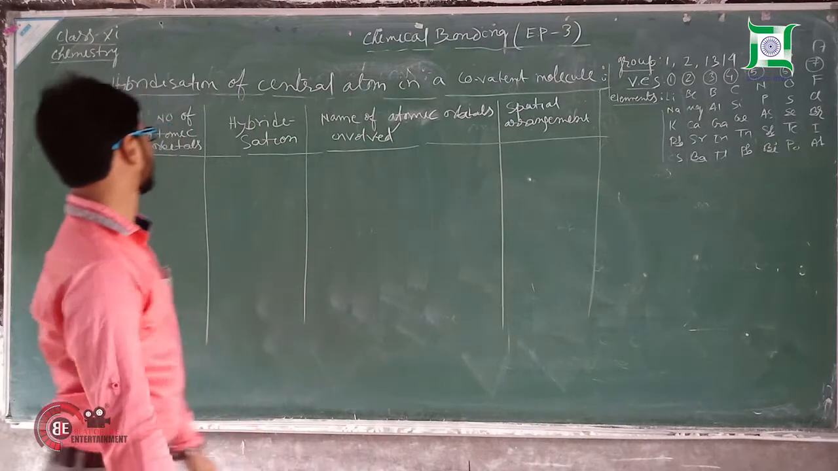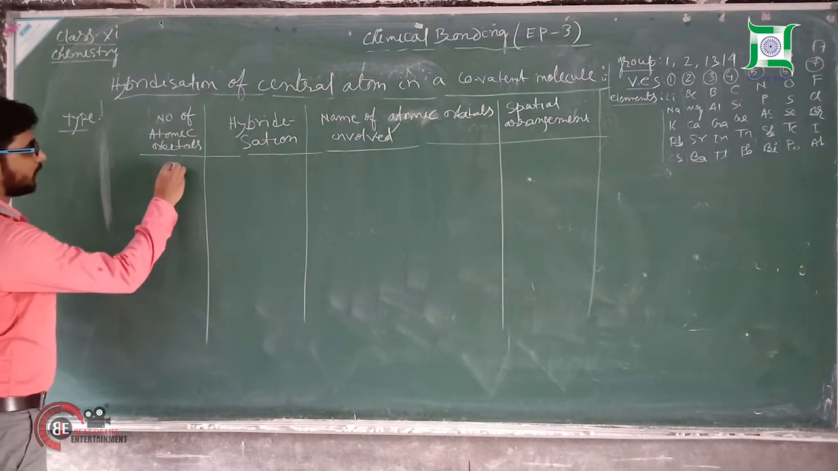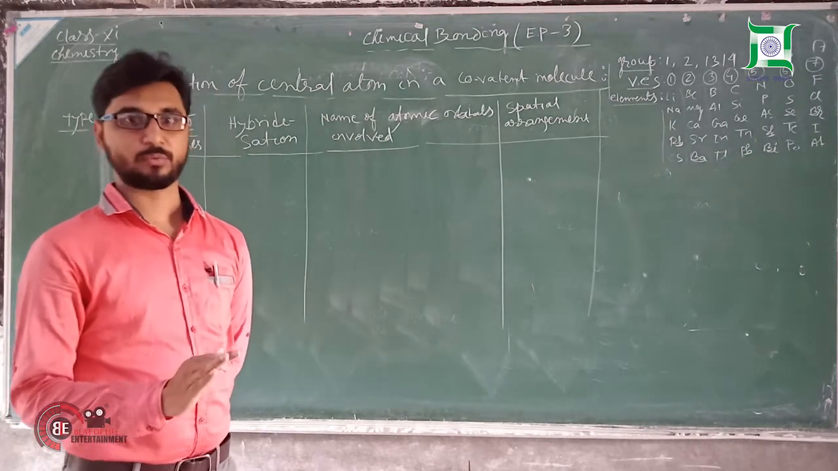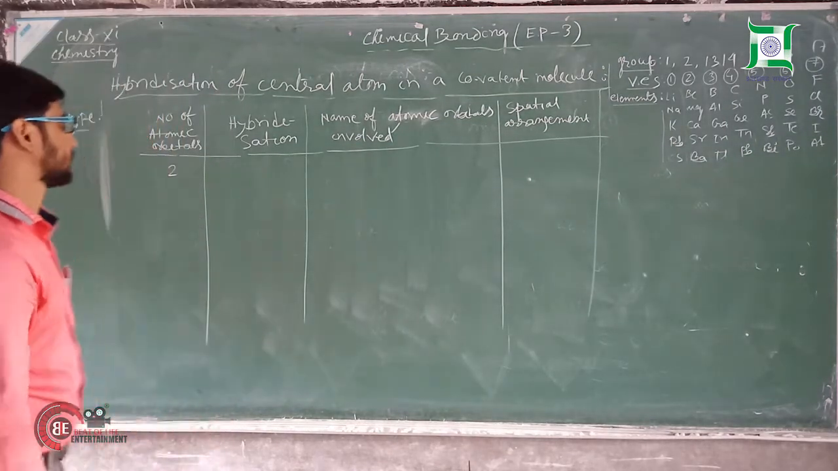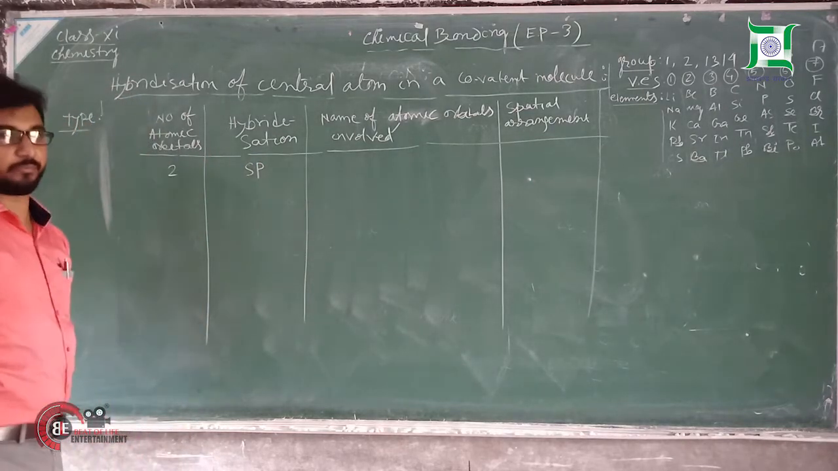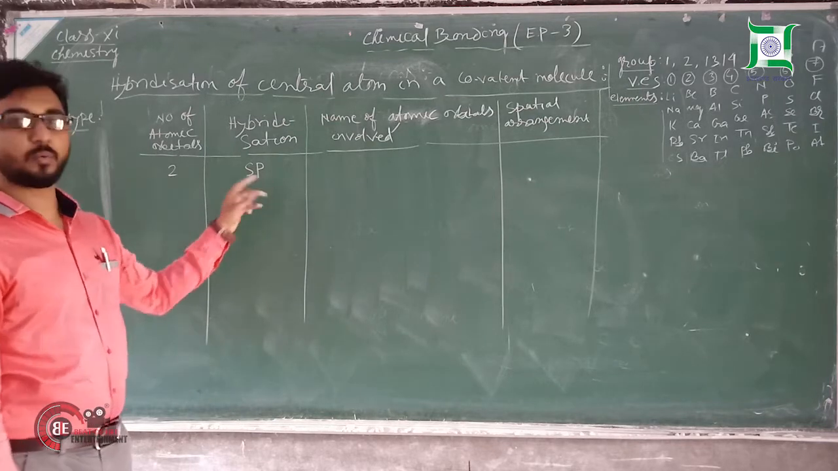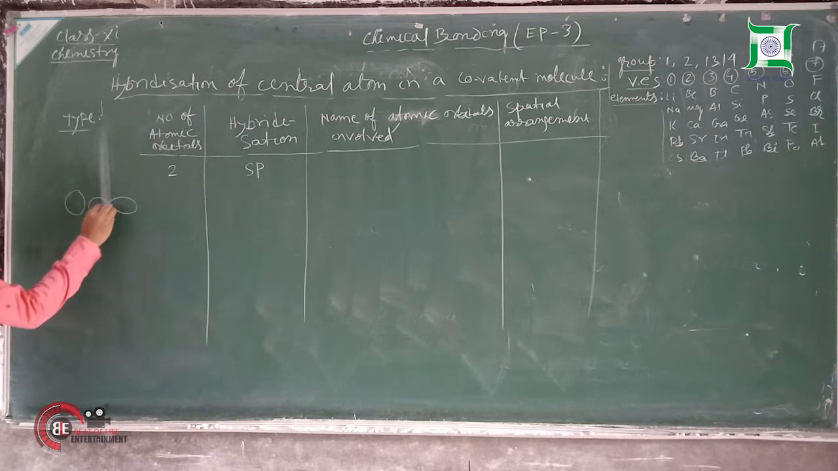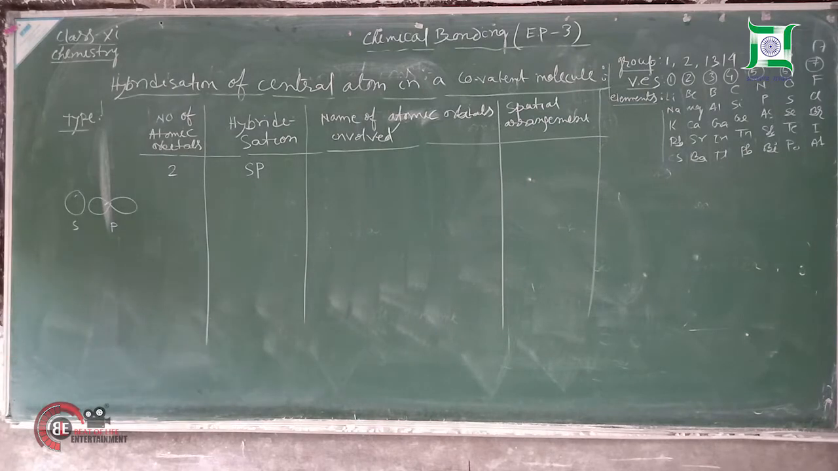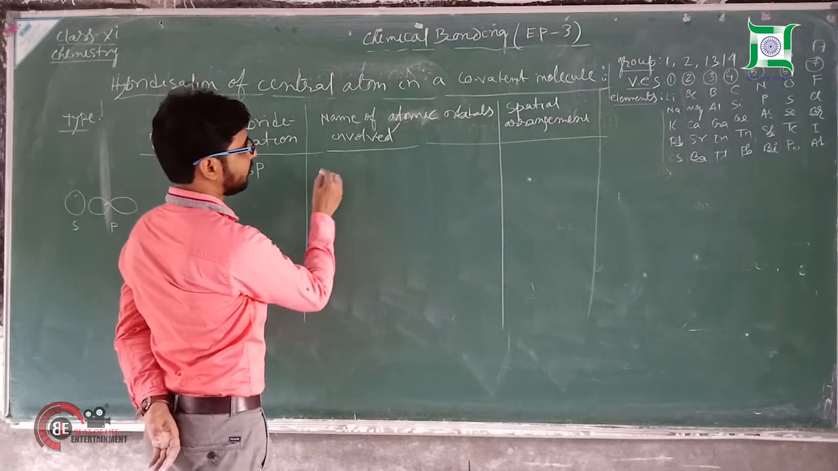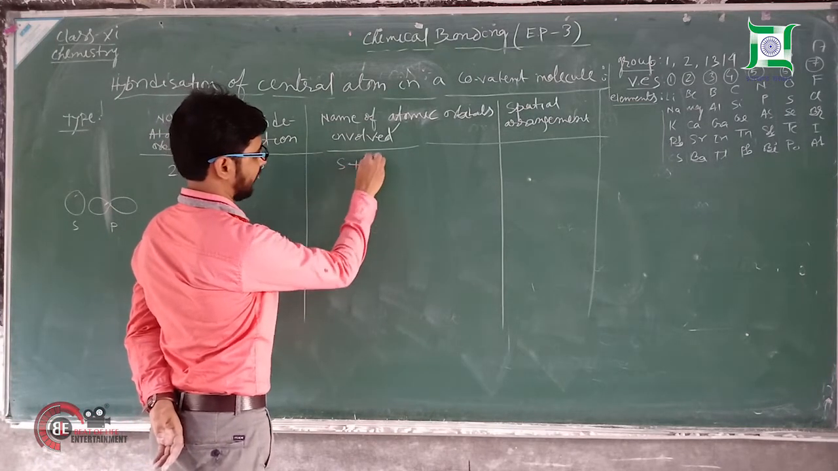अरेंजमेंट क्या है. So first, number of atomic orbitals 2. If there are 2 atomic orbitals involved in the hybridization, then it will give you sp hybridization, means one s orbital and one p orbital overlap with each other to give sp. So atomic orbitals involved: s plus p.